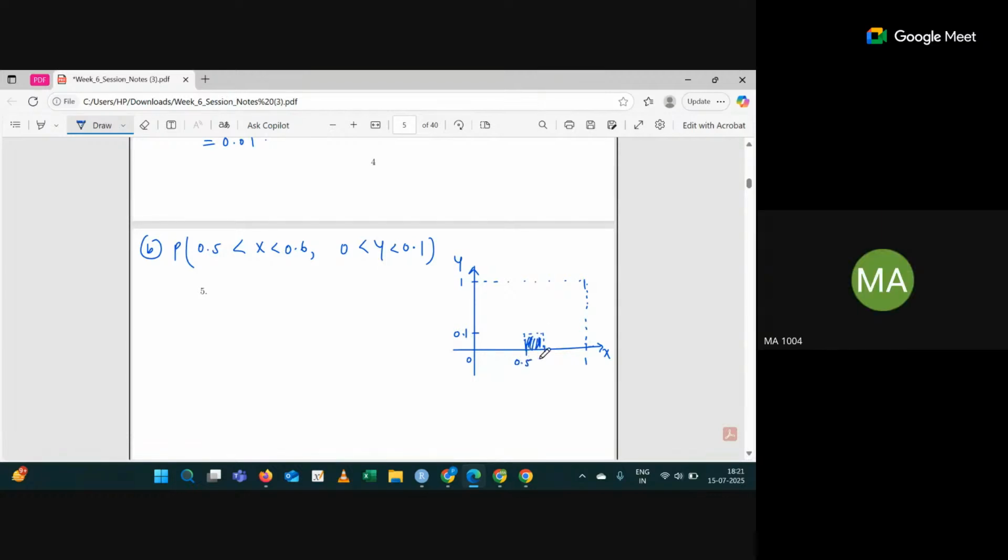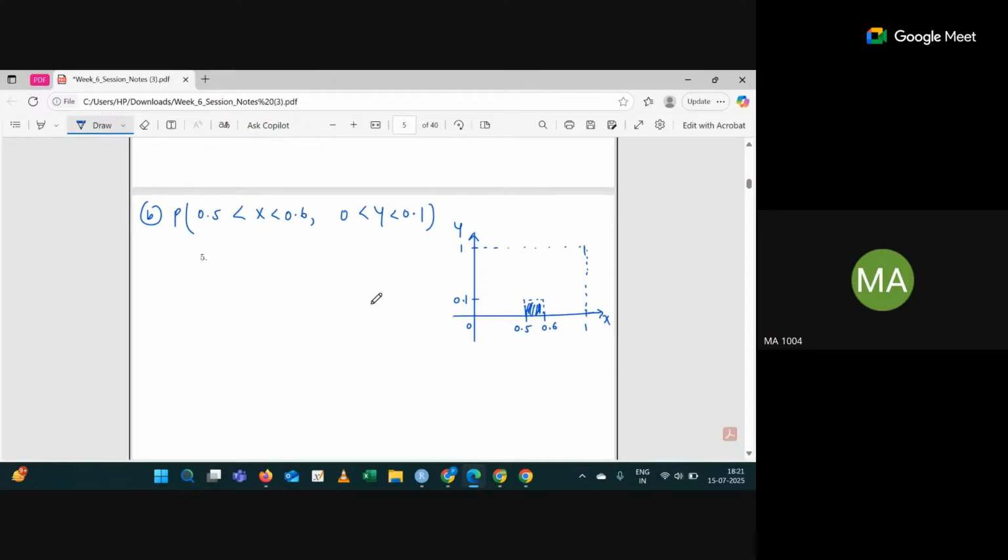Yes or no? Now what is the area if you calculate? 0.1 into 0.1, again 0.01. Yes or no? Correct. That's from the graph only. Now let's try to solve this by integration. Tell me, how should I proceed?